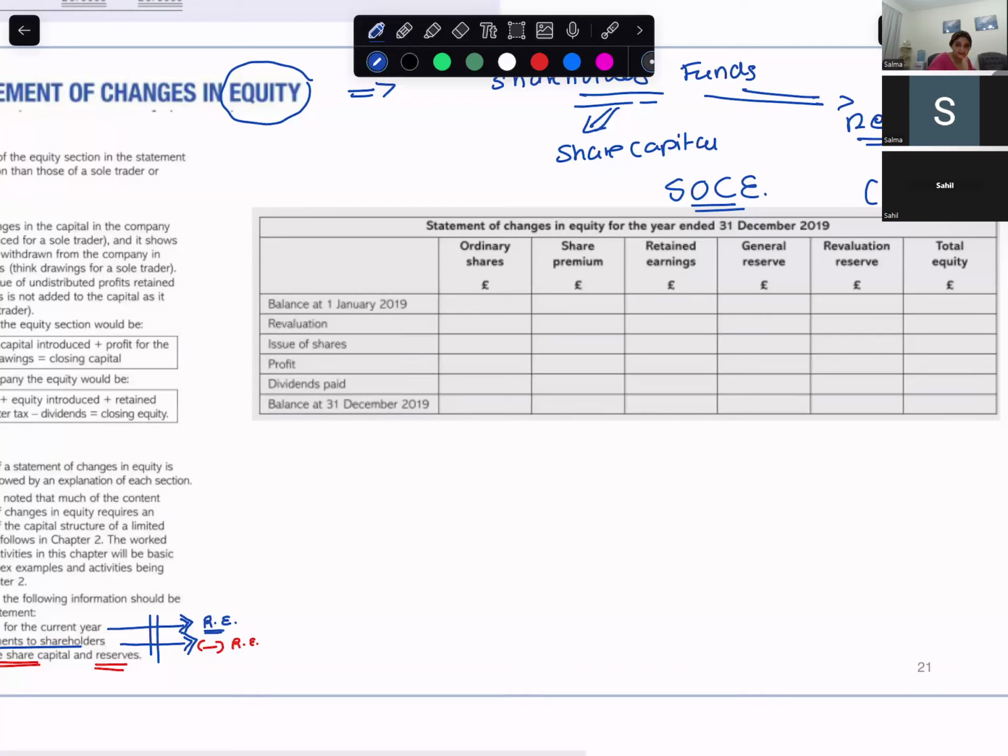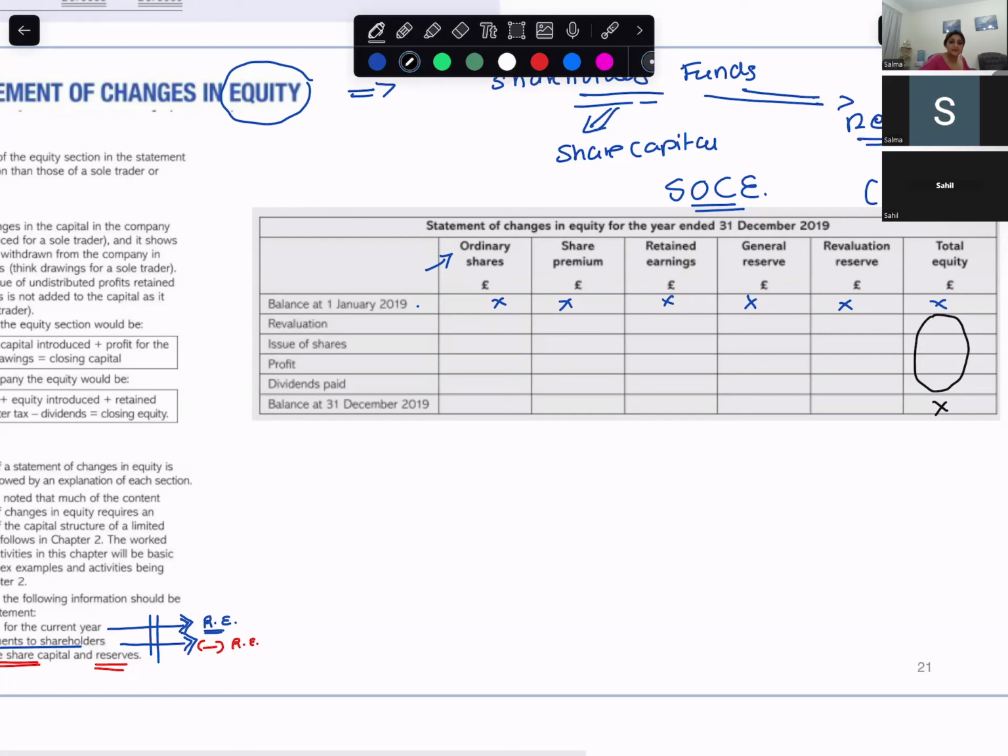Are you with me? Yeah. So that is why the only share that we have is our ordinary shares. So what happens is we have our opening balance on the first date. Whatever is the balance, we add it and we write it. When they want a statement of changes in equity, that means they want the changes in your capital and reserves from the first date to the last date. What is the reason for which it has changed?